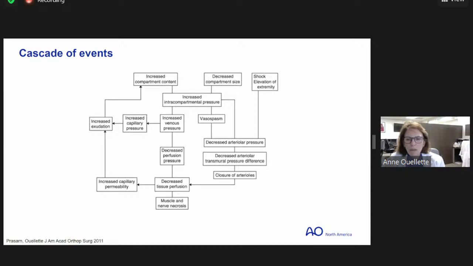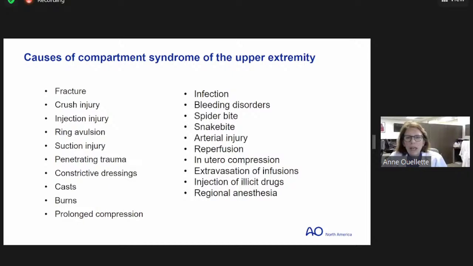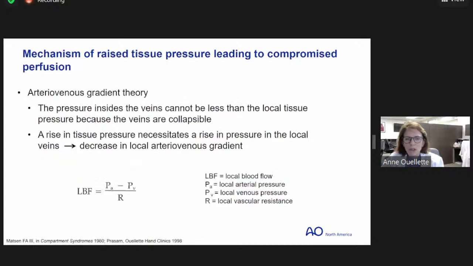I'm not going to spend too much time on this because you all know it, but the causes are varied. And you'll notice all those causes are sitting there in your malunion, non-union. These are the complicated cases that end up with these compartment syndromes. And so it's blast injuries, burns, but even a cast, all kinds of different things, spider bites, snake bites, etc., can give you a compartment syndrome.